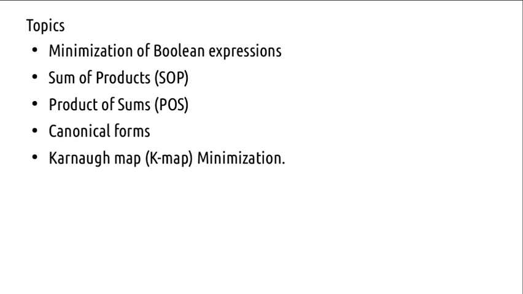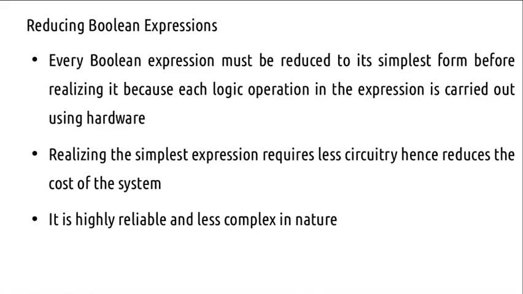So we have these topics: sum of products, product of sums, canonical forms, then K-map minimization. K-map minimization is a very important thing, in the sense you will be using this tool for minimizing Boolean expressions in your lab, in your third module, fourth module, all the way till there. So you will find this very useful. It's a simple, logical thing. You just need to pick up some rules.